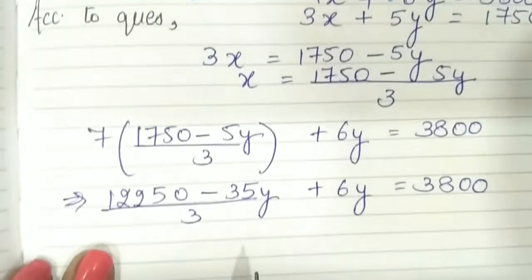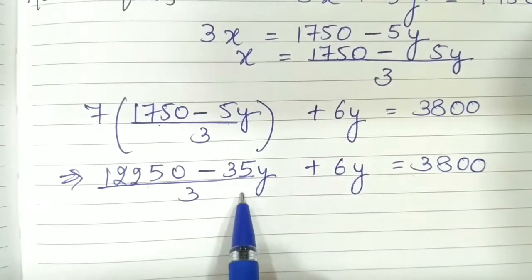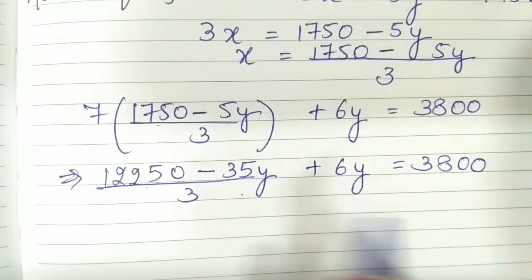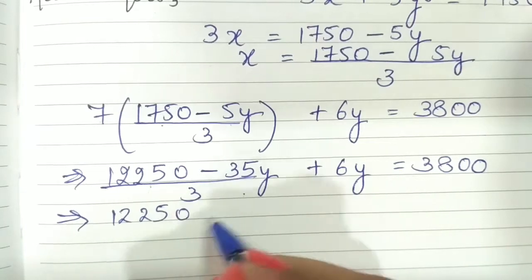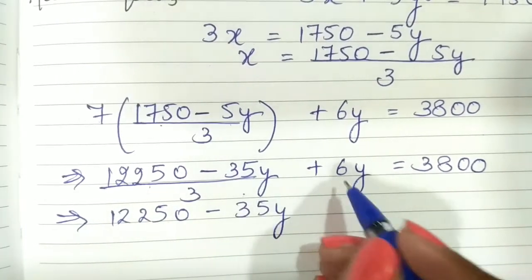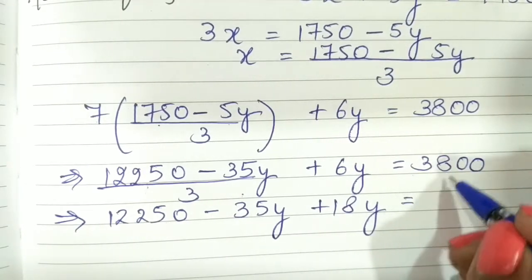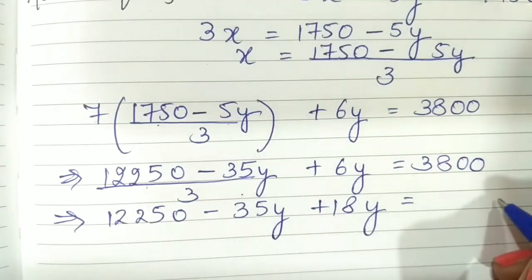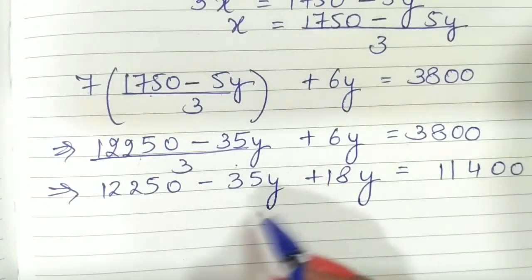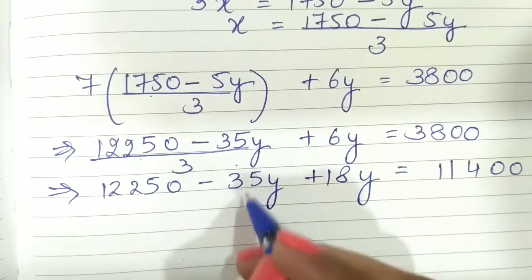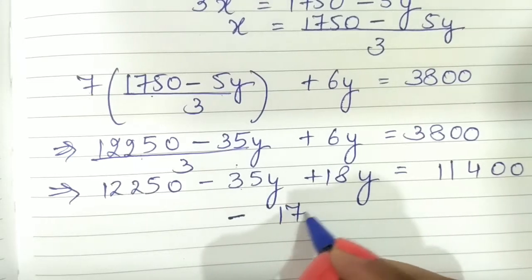When we open the bracket, it will become 7 into 1750, and 7 5s are 35. Now take the LCM, multiply each by 3. 12250 minus 35y. 6 into 3 will be 18, and multiply this also by 3. Minus 35 plus 18, plus minus is going to be minus. It will become minus 17y.